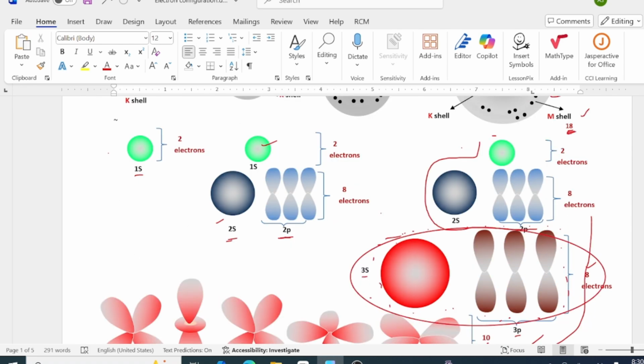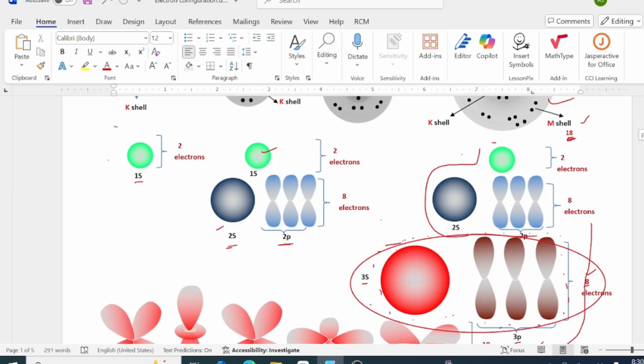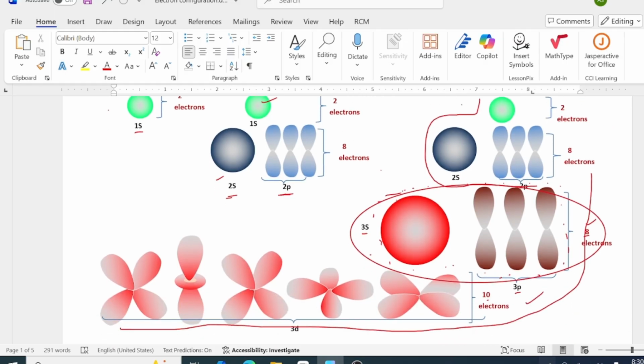So these orbitals here can only account for 8 electrons in the M shell. So we need to show how the other 10 electrons, because this has 18 electrons, are accommodated. And this is where these 3d orbitals come in. There are 5 3d orbitals here, and each of these can hold 2 electrons. So in total these can hold 10 electrons, and this single 3s orbital here, along with these 3p orbitals here, will hold the rest.